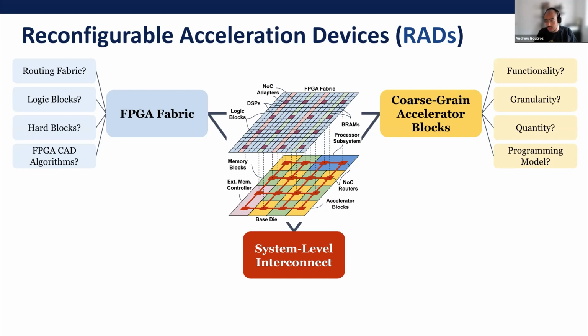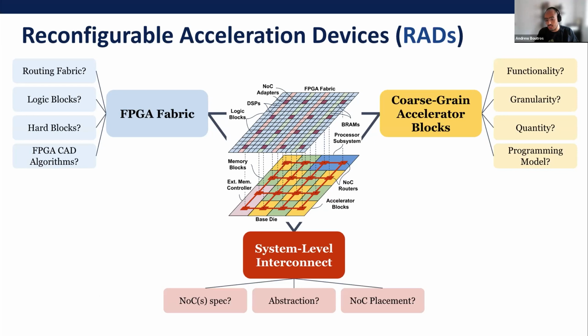The third component is the system level interconnect, or the network on chip. What would be the specs of this network on chip? What is the abstraction presented to the user? And there is also a very interesting interaction between having a NoC and the place and route algorithm. So what happens with the NoC placement problem is something that I'm going to be talking about in this presentation.